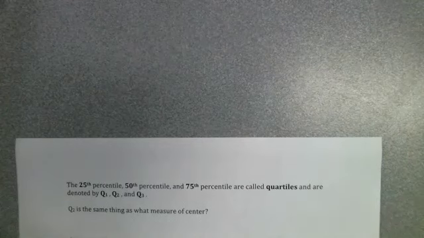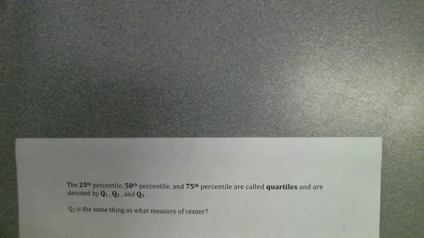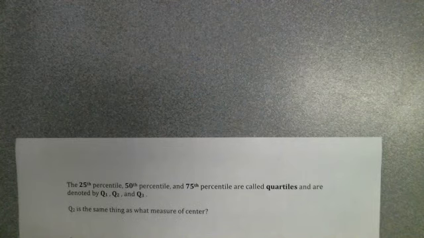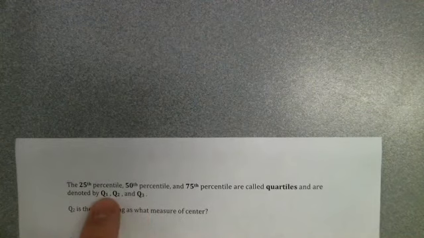So we give specific names to the 25th percentile, the 50th percentile, and 75th percentile. We call these quartiles, and we denote them by Q1, Q2, and Q3. So Q1 is just another way of writing 25th percentile. Q2 is just another way of writing 50th percentile.